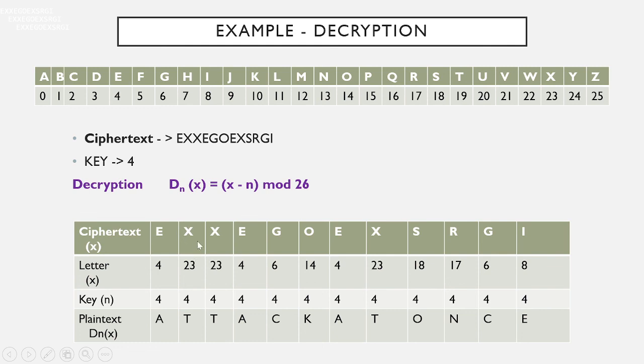Let us check with the next one also. For X, the value is 23 and the key is 4. 23 minus 4 is 19. Check the table above. The corresponding letter is T. Okay, so if you read all the plain text letters that we have got, we can understand that we have got the actual plain text that we used in the example. Hope you have understood the concept.